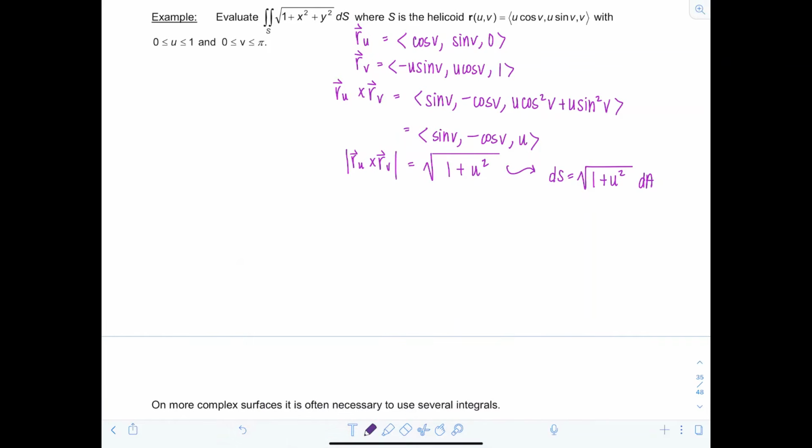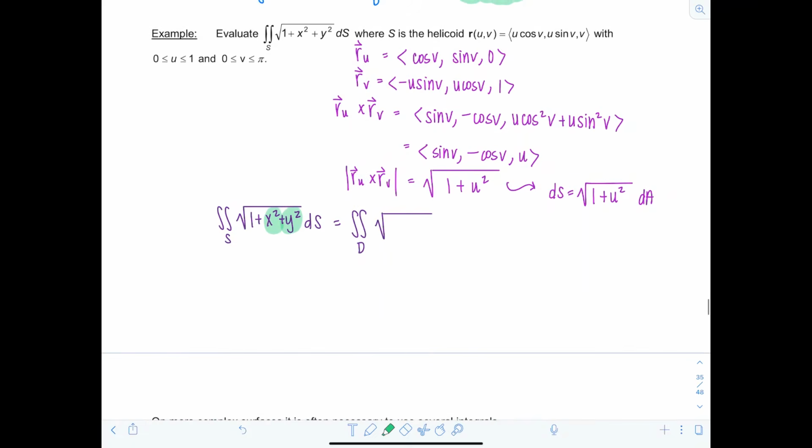Okay, so back to the original problem. Our double integral over S of rad 1 plus x squared plus y squared dS is going to become the double integral over D, and then I'm going to have rad. Now be careful. Instead of 1 plus x squared plus y squared, right? Look at this. x is u cosine v, y is u sine v.